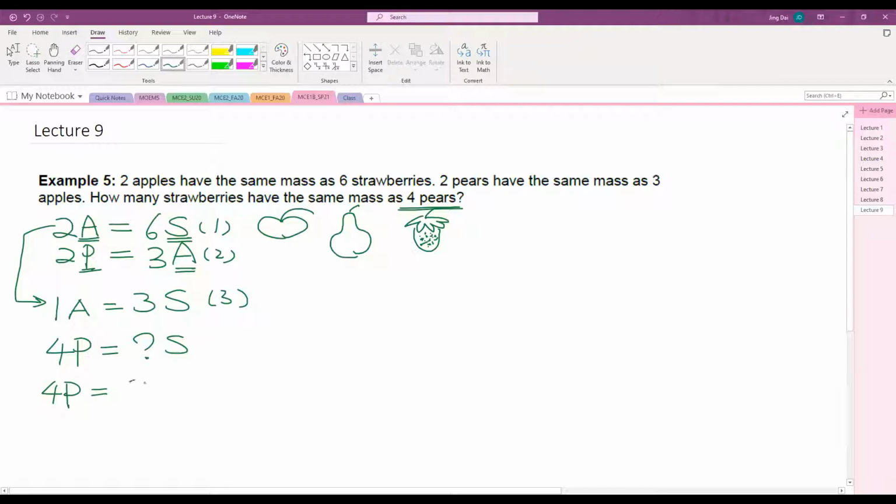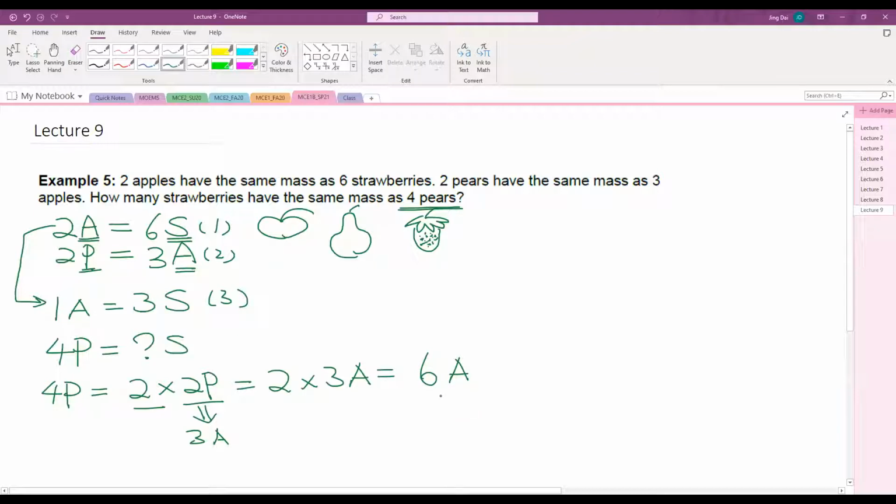So this is basically 2 pears, okay? Multiply by 2. This is twice the mass of 2 pears. And we know 2 pears is 3 apples. Then we're going to do 2 times 3 apples. That's going to give us 6 apples here, okay? So 4 pears has the same mass as 6 apples.